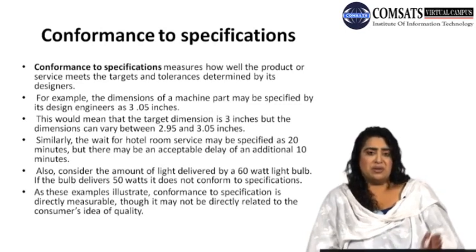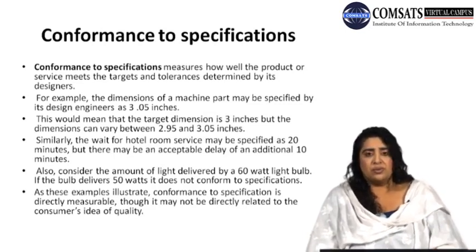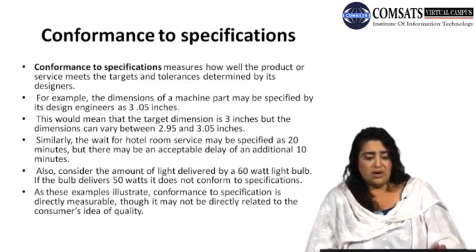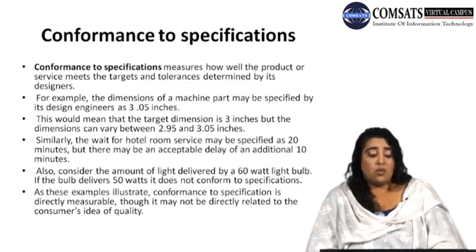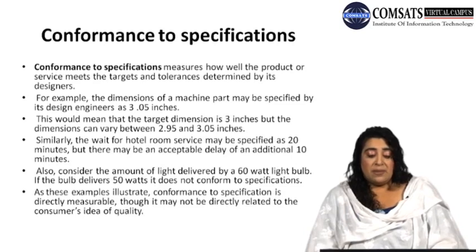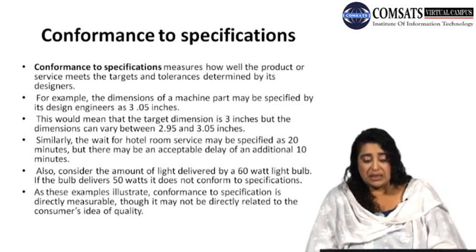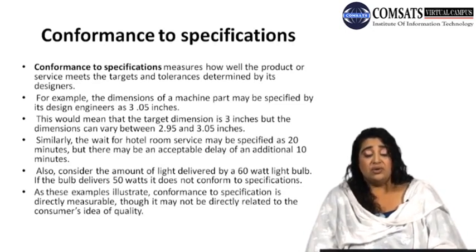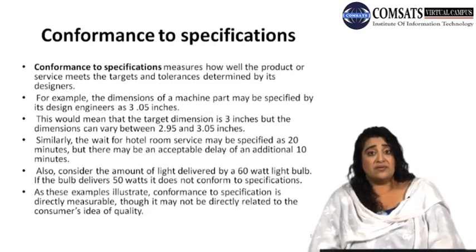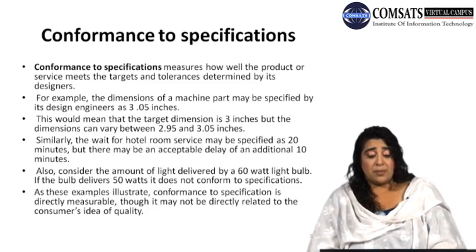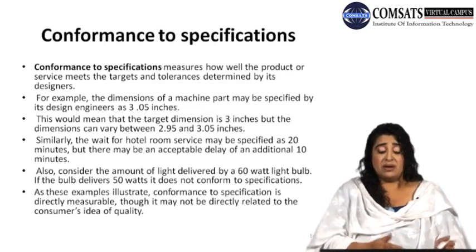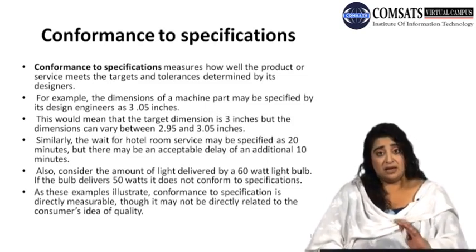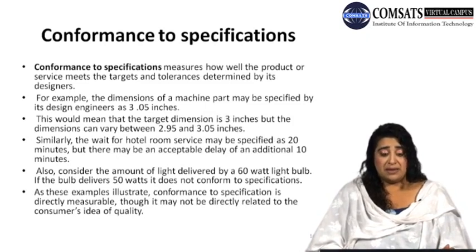We can measure it according to 20 minutes, maximum 10 minutes more, hotel room service or food delivery, and maybe a few inches of difference in a certain machine part, or the amount of electricity that a 60-watt bulb should produce. Now, these can be measured, and you can check according to that if they are fulfilling that requirement. Now, though it may not be directly related to the consumer's idea of quality, even though maybe consumer idea नहीं है, but a company के एक fixed rules पे वो quality maintain हो रही है.